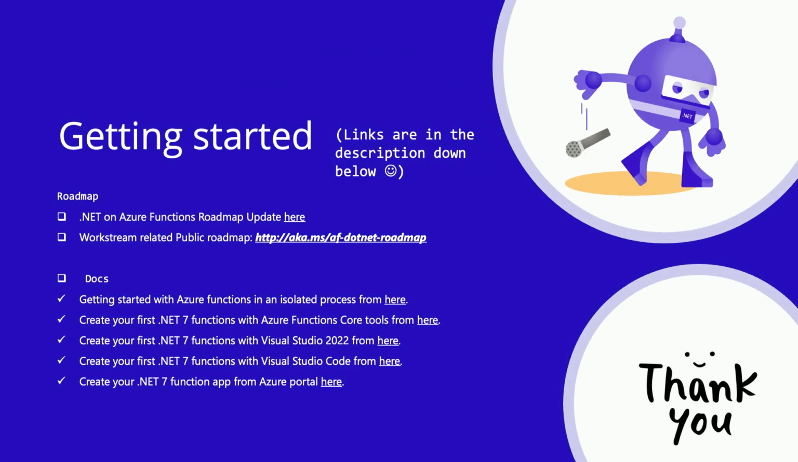A lot of things we hear from the customers, we listen to our customers. So if you have any feedback you want to share, we do have a functions roadmap update. This is a link in this slide, and it will be in the description down below, where you can create an issue because it's the same GitHub repo. You can share your feedback there, as well as just keep an eye on what's coming in the future for .NET on Azure Functions.